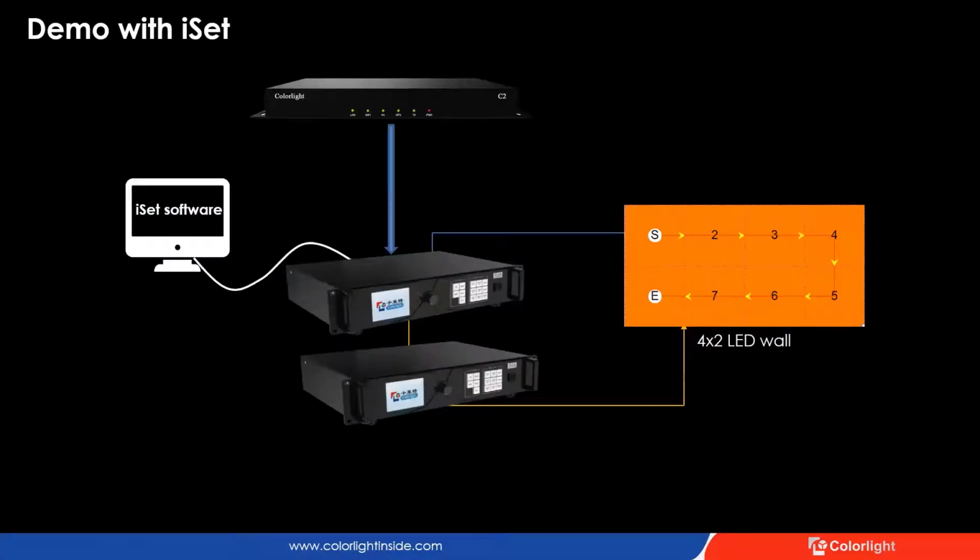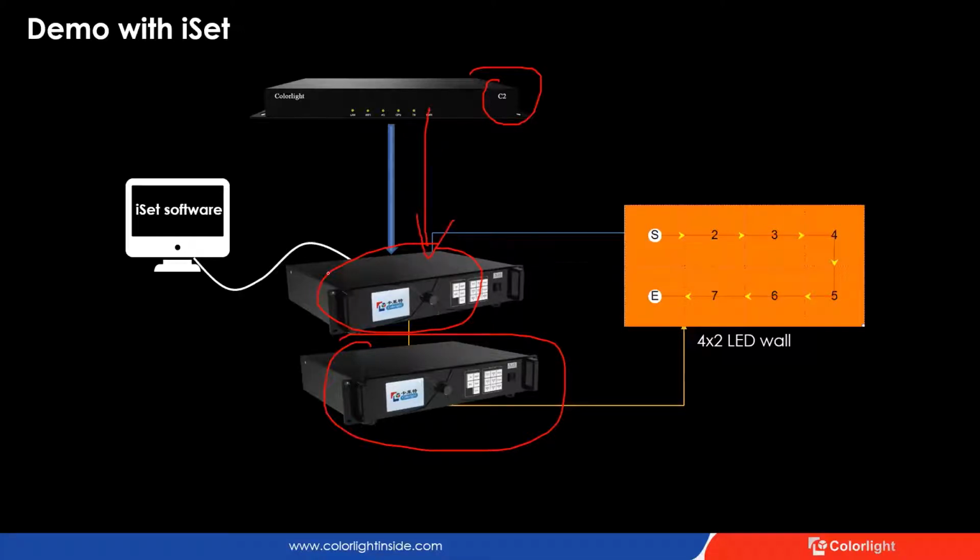I will now go and show you the first demo with iSet software. We have got a small 4x2 LED video wall driven by 2 units X16 processor here, 1 unit for the main and another for the backup. Also, I put a C2 here to give an extra HDMI signal into the main X16. Okay, now let's open up the iSet software.